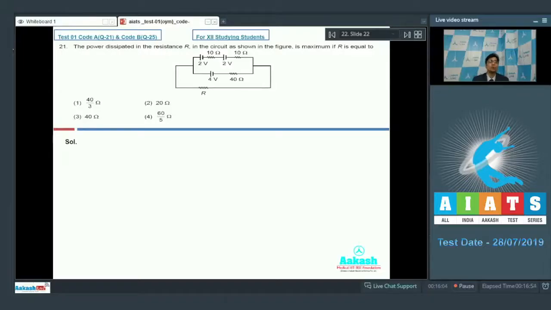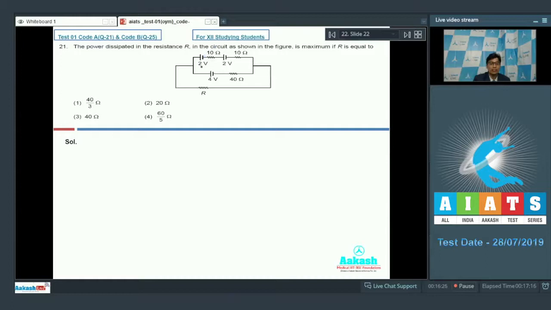Dear students, question number 21 says that the power dissipated in the resistance R in this circuit as shown in the figure is maximum if R is equal to. Now dear students, a circuit has been given to us. To proceed with this question, let us try to find out the equivalent battery of this battery combination.